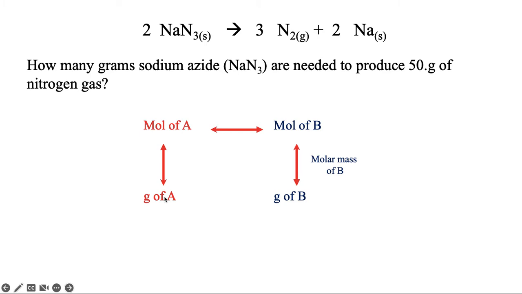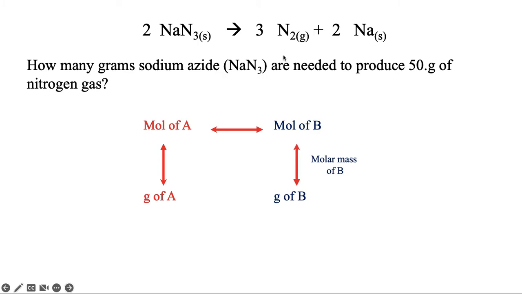I cannot go from grams of A to grams of B directly. I cannot even go from grams of A to moles of B directly because I have no way of relating grams of one compound to moles of another compound. The only way I can relate one compound to another is by using the molar coefficients, so moles of one compound to moles of another in the chemical equation.